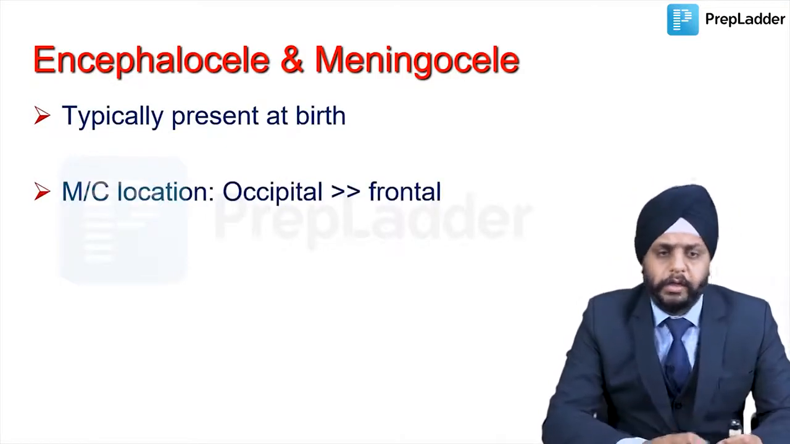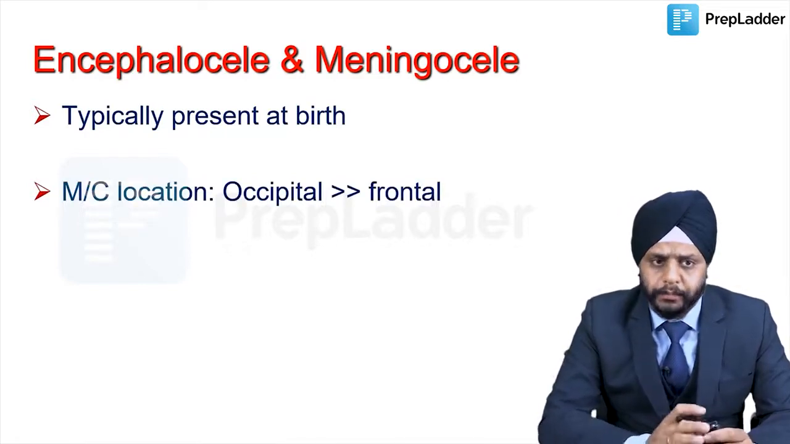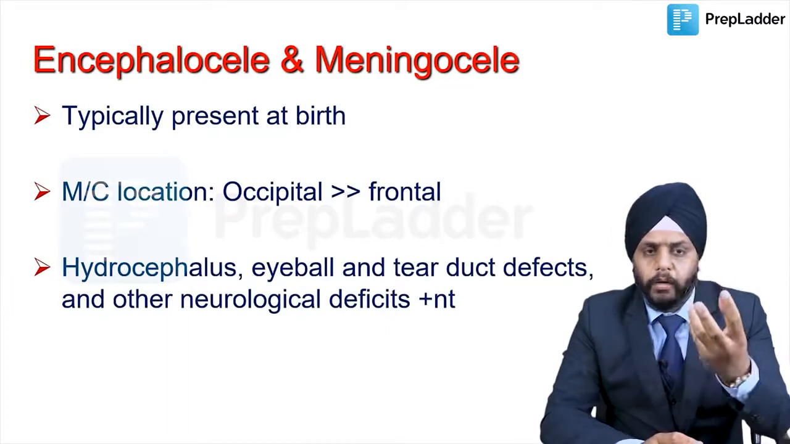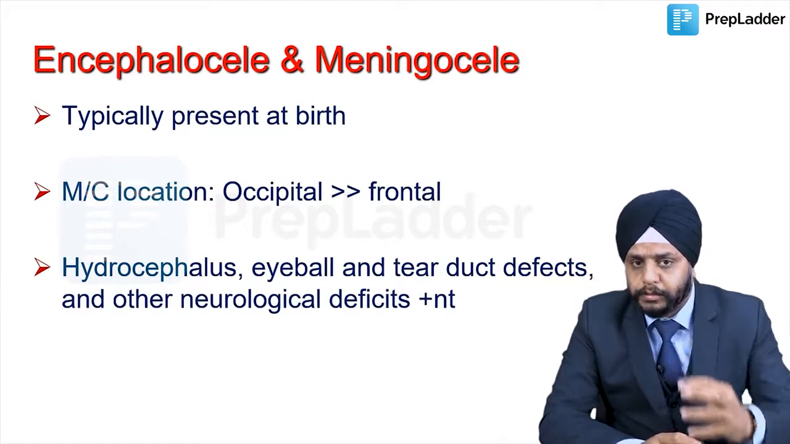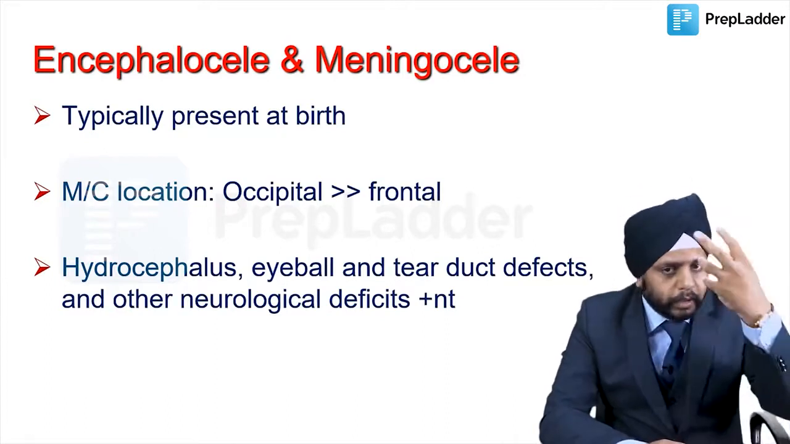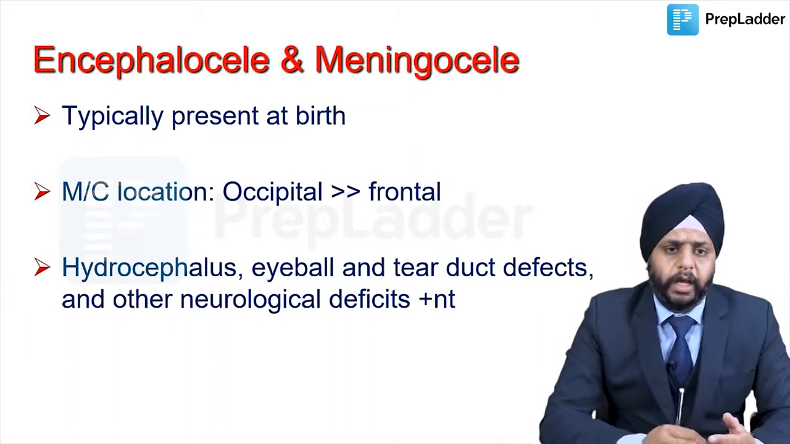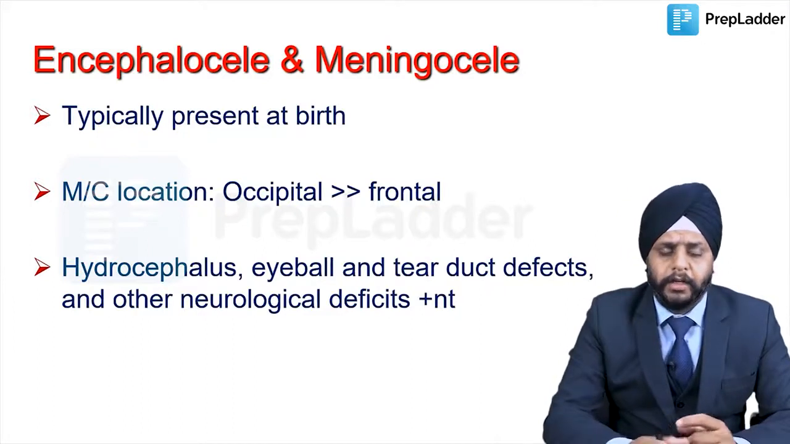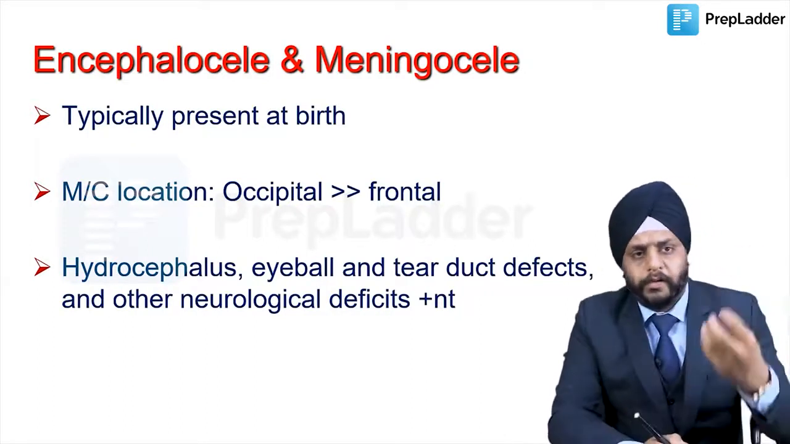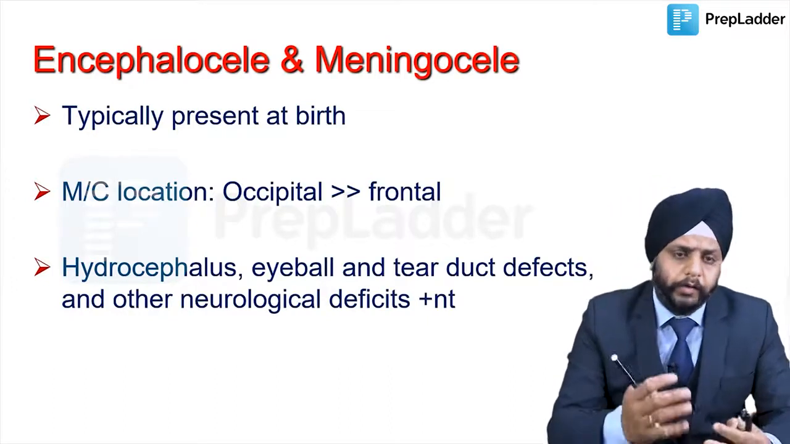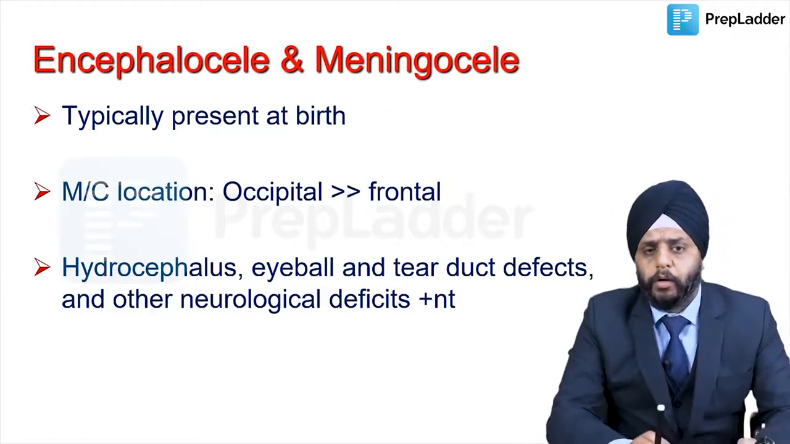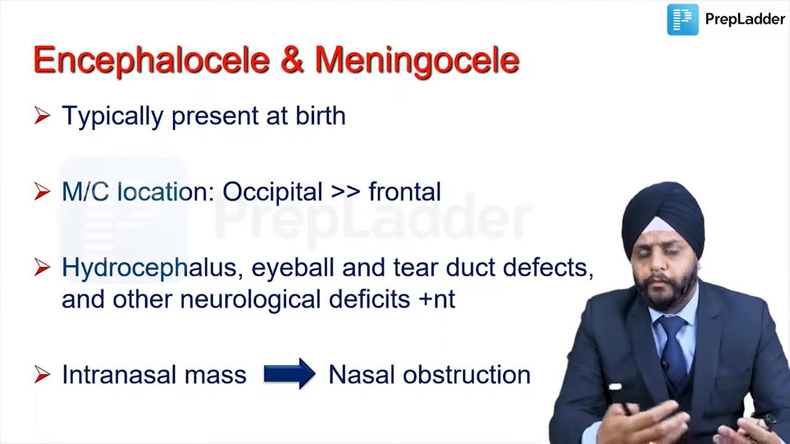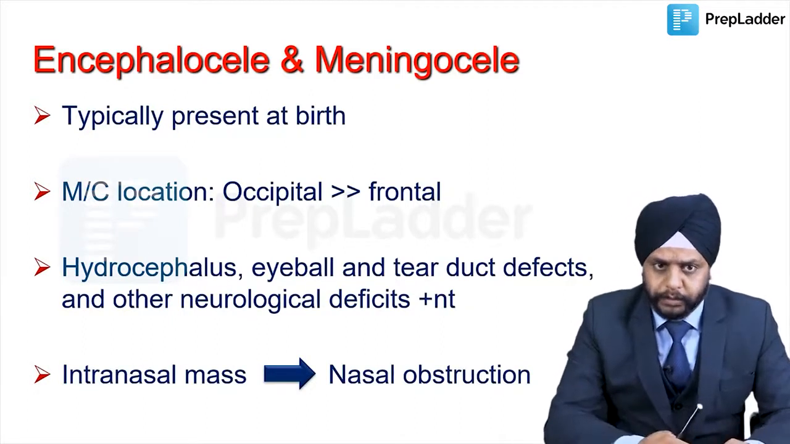The most common location is occipital followed by frontal. Now, the frontal variety, you see, it is coming from the nose and out. It can cause nasal obstruction because it is there in the nose also, right? We can have hydrocephalus. Along with that, we can have the eyeball and the lacrimal duct defects, because all this part is defective, and that is why there is herniation. Because of the herniation of the brain tissue, patient can have neurological defects also, right? And as I told you, there is an intranasal mass, so obviously it can lead to nasal obstruction, right?